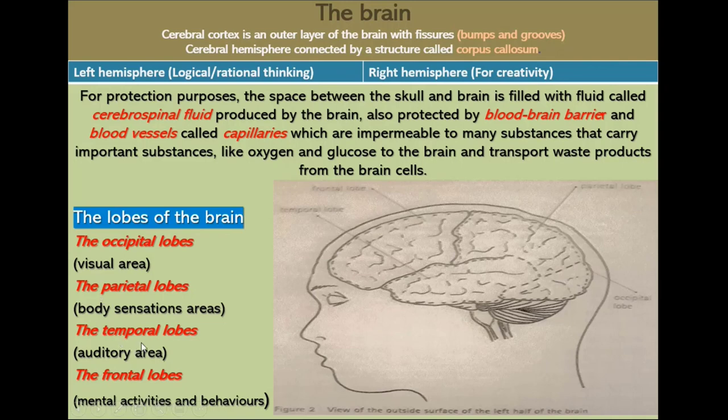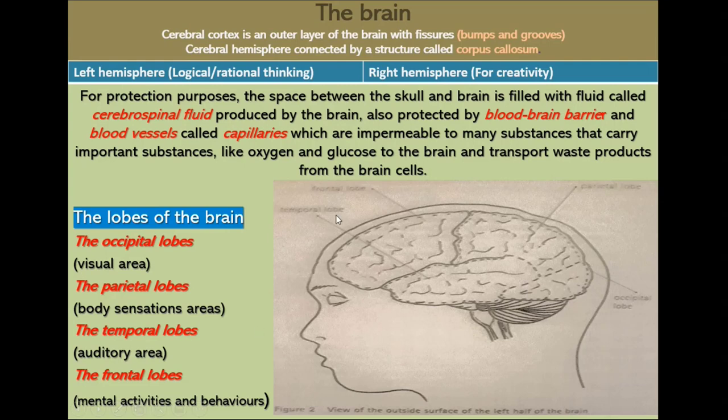Then you have what you call the temporal lobe, that is an auditory area. Frontal lobe: mental activities and behavior. It determines mental activities as well as behavior. Frontal lobe.